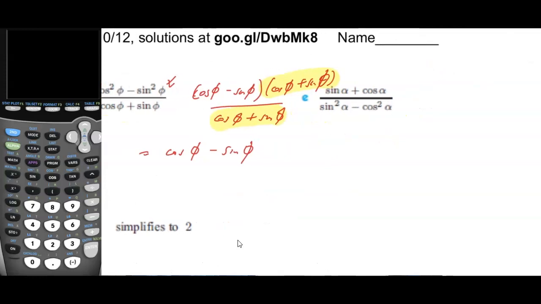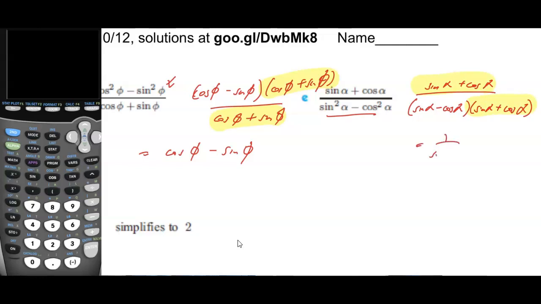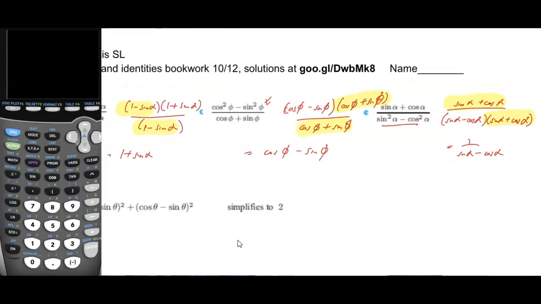Okay, and on this one, we have the famous identity on the bottom. So the top is going to be just what it is, and the bottom is going to be sine alpha minus cosine alpha times sine alpha plus cosine alpha. And so these two are going to cancel, and then we're left with 1 over sine alpha minus cosine alpha.